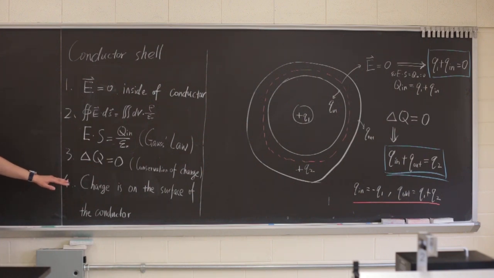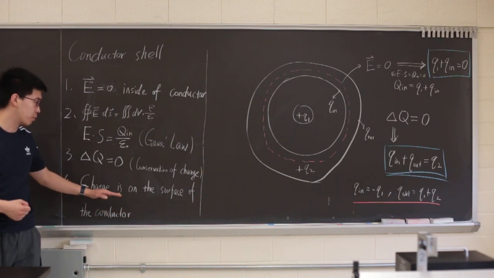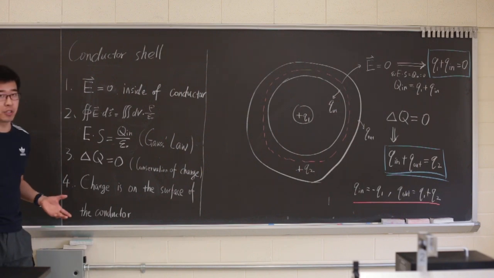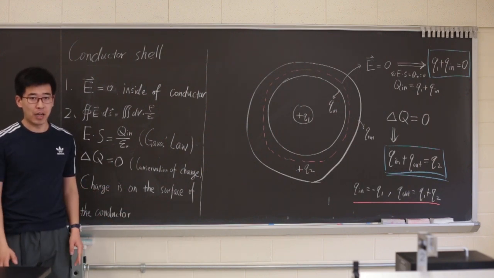Also, the charge will be distributed on the surface of a conductor. Basically this means that because the charge can freely move, the charges will maximize the distance between each other. So pretty much that's what happens in the elevator.